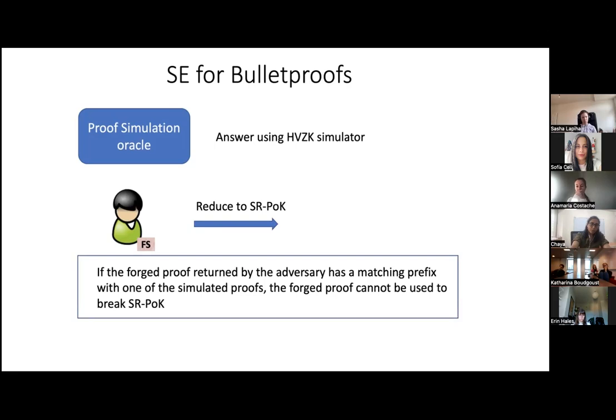The straightforward attempt is to forward the queries to the state restoration oracle and then reduce to state restoration proof of knowledge. However, if the alleged forged proof that the adversary outputs has a prefix that is matching with one of the outputs of the HVZK simulator, then this forged proof cannot be used to contradict state restoration proof of knowledge, because the state restoration oracle has no knowledge of this prefix. This is something that is programmed by the HVZK simulator. So our reduction fails because this forgery, even though it breaks simulation extractability, doesn't break state restoration proof of knowledge, because the state restoration oracle did not program certain RO queries, but the HVZK simulator did.